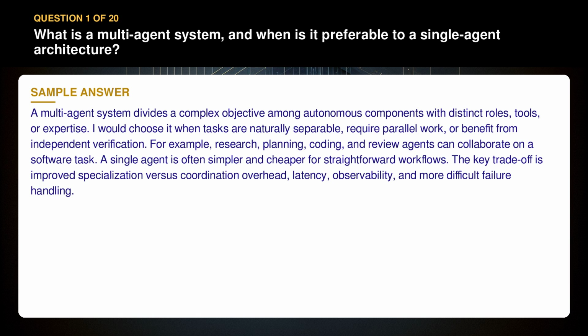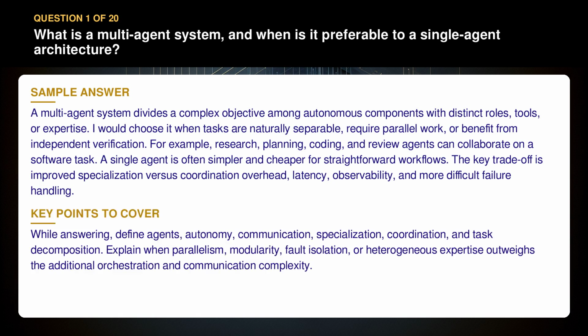A single agent is often simpler and cheaper for straightforward workflows. The key trade-off is improved specialization versus coordination overhead, latency, observability, and more difficult failure handling. While answering, define agents, autonomy, communication, specialization, coordination, and task decomposition. Explain when parallelism, modularity, fault isolation, or heterogeneous expertise outweighs the additional orchestration and communication complexity.